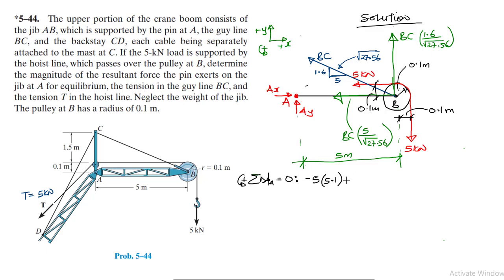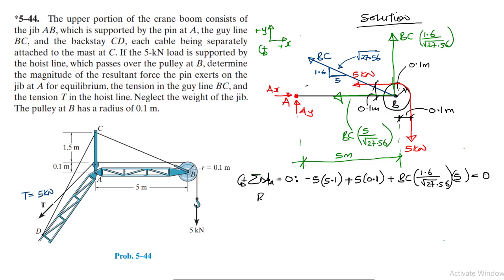What we have? That will be a plus, that's anti-clockwise, a plus 5 by 0.1. What else? We have this BC here, it's giving us anti-clockwise also, so it is a plus BC by 1.6 divided by root of 27.56 by the lever arm, which is 5. What else? I think that's about it, and this is equal to 0.